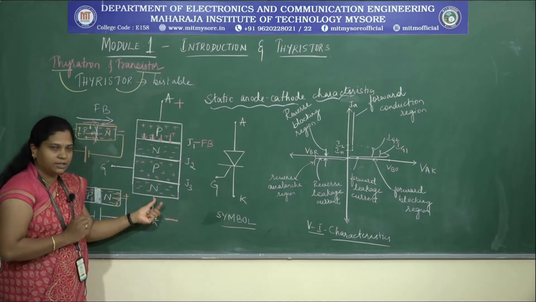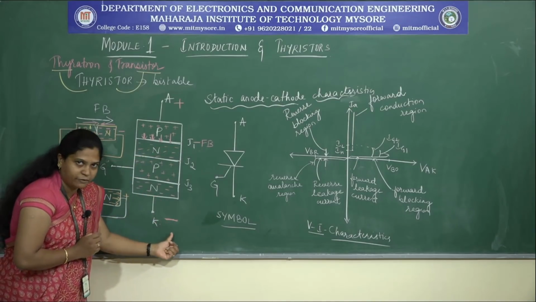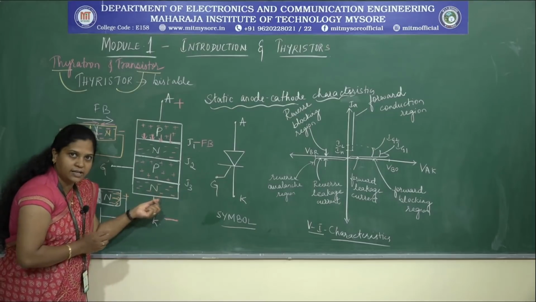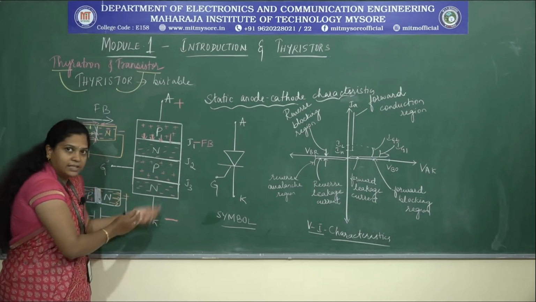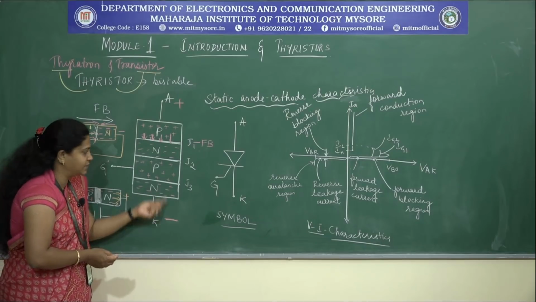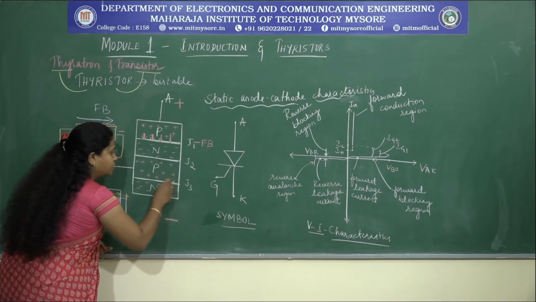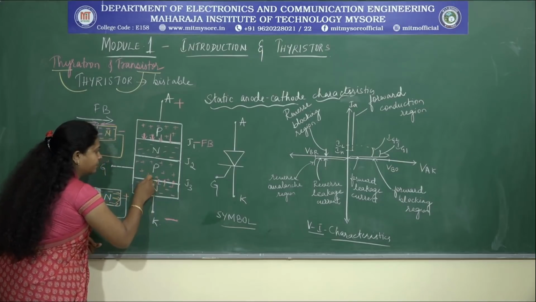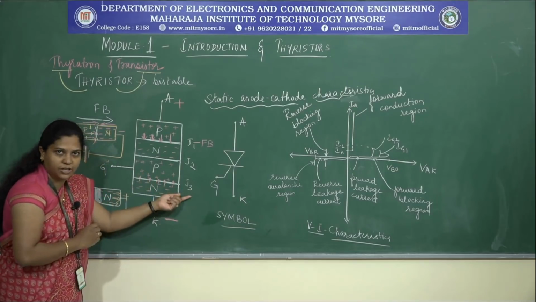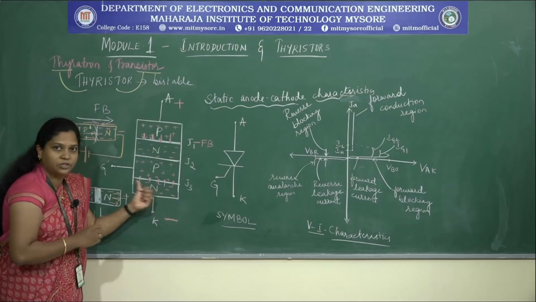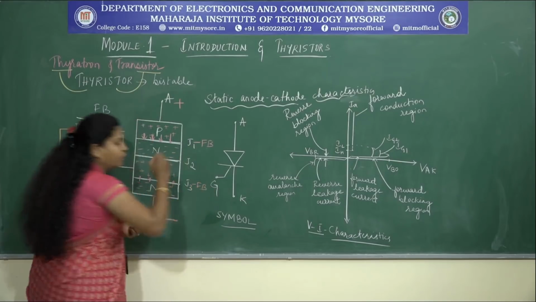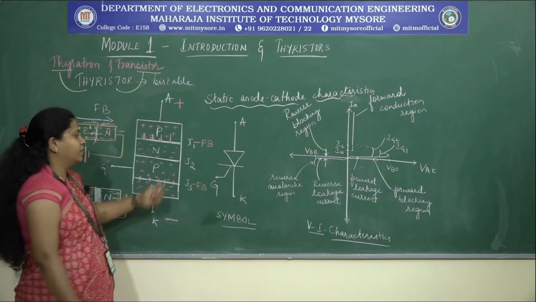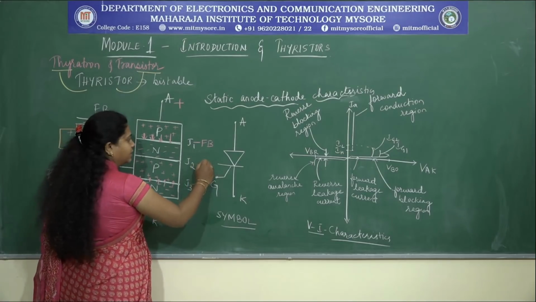Coming back to J3: you are applying a negative potential here, and electrons are in excess. Repulsion takes place because like charges are present here, so they move towards this side, breaking the junction J3. Once J3 is broken, it is in the forward bias condition. What about J2? J2 is still in reverse bias.